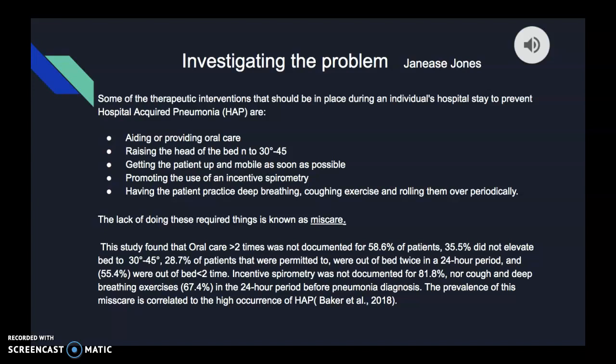It was not documented for incentive spirometry, which I find absolutely crazy, and nor were cough and deep breathing exercises, at 67% in the 24 hours before pneumonia diagnosis. So the whole point in this study was to look at the 24 hours before the patient got diagnosed with HAP. So they were looking at what led this patient to have this diagnosis. And the prevalence of this miscarriage is correlated to the high occurrence of HAP.